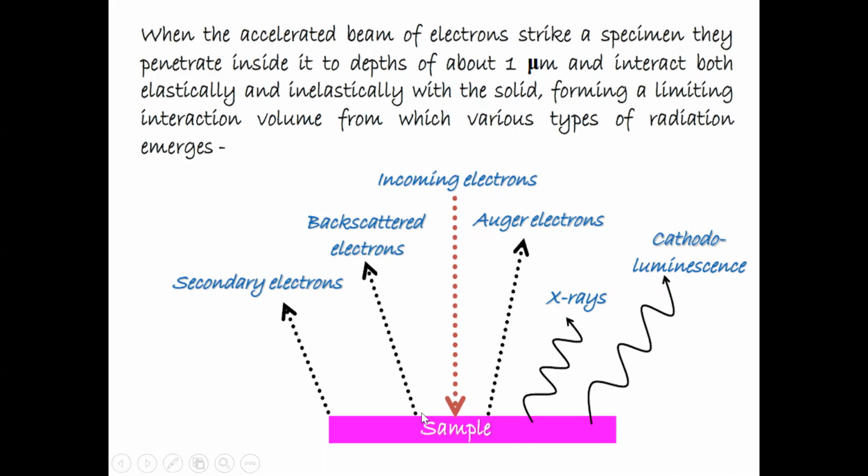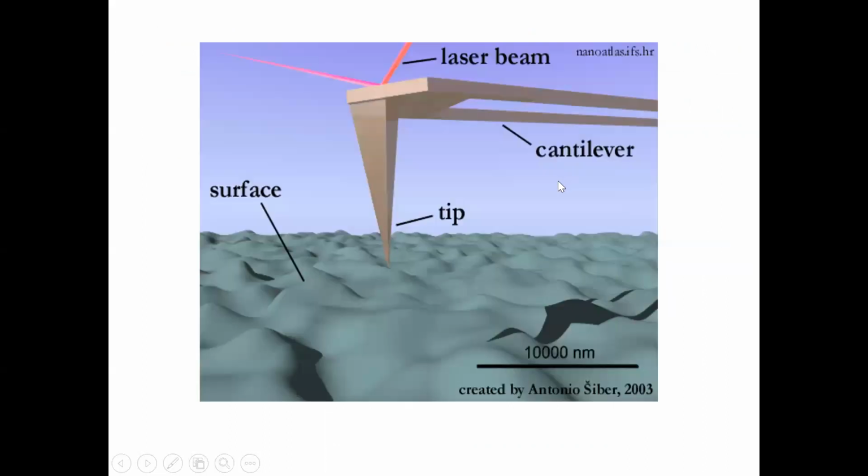Then it forms a limiting interaction volume from which various types of radiations emerge or electrons are observed, and therefore we can recognize these different kinds of radiations which will be observed: the backscattered, secondary, Auger, X-ray and cathodoluminescence. Therefore it is called the tear shape volume interaction. This is a very important thing in your SEM.